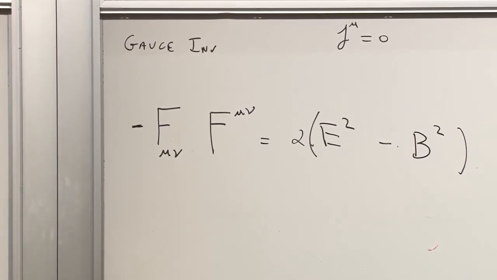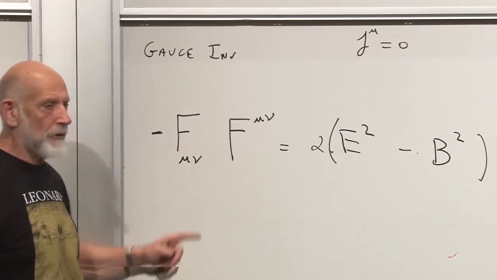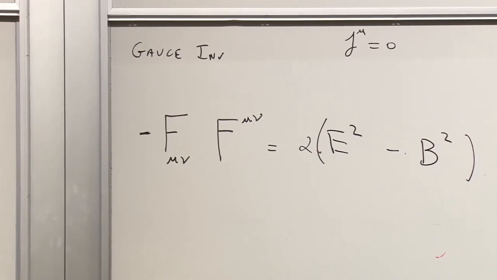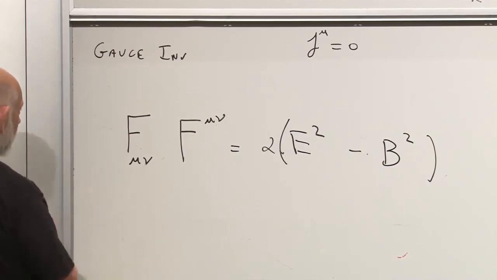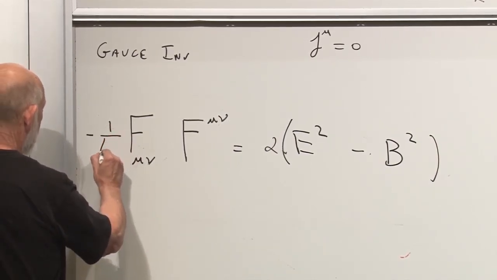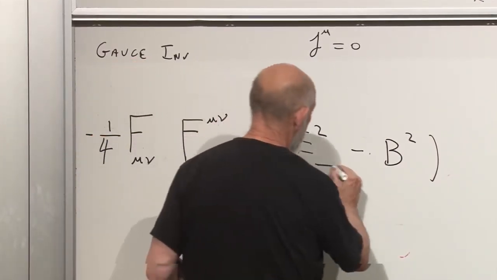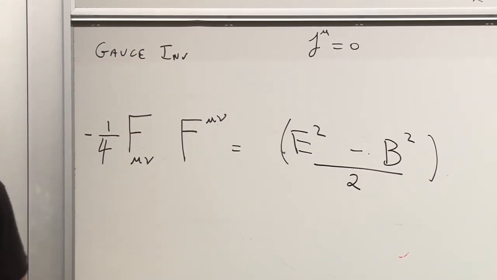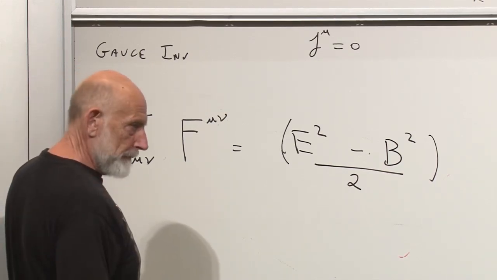Again, the factor of 2 only occurs because each contribution appears twice. F12 times F12 and F21 times F21, they're both the same thing. Second, as part of the convention, is a factor of 1/4, minus 1/4. And that makes this a half E squared minus B squared. Again, there is no content in it other than to make it consistent with ancient conventions, the minus 1/4 here.